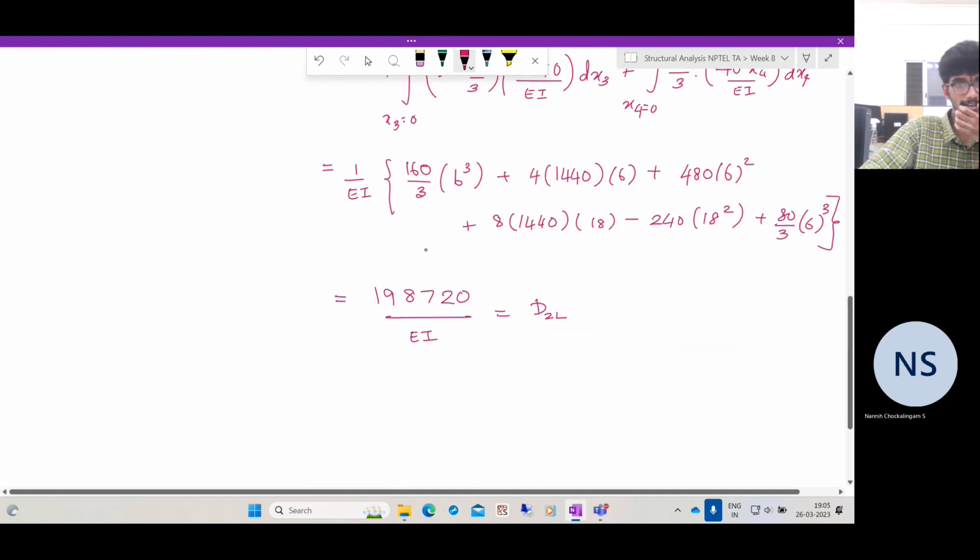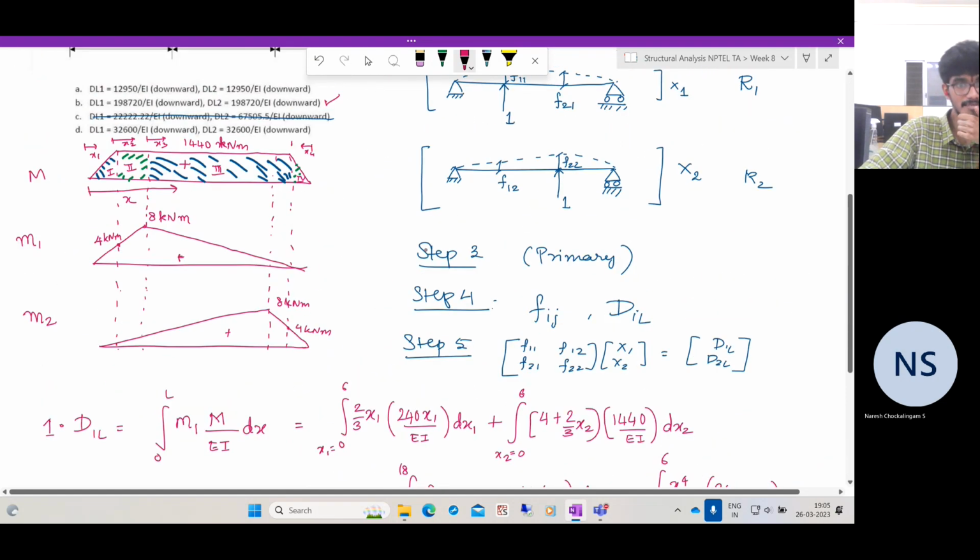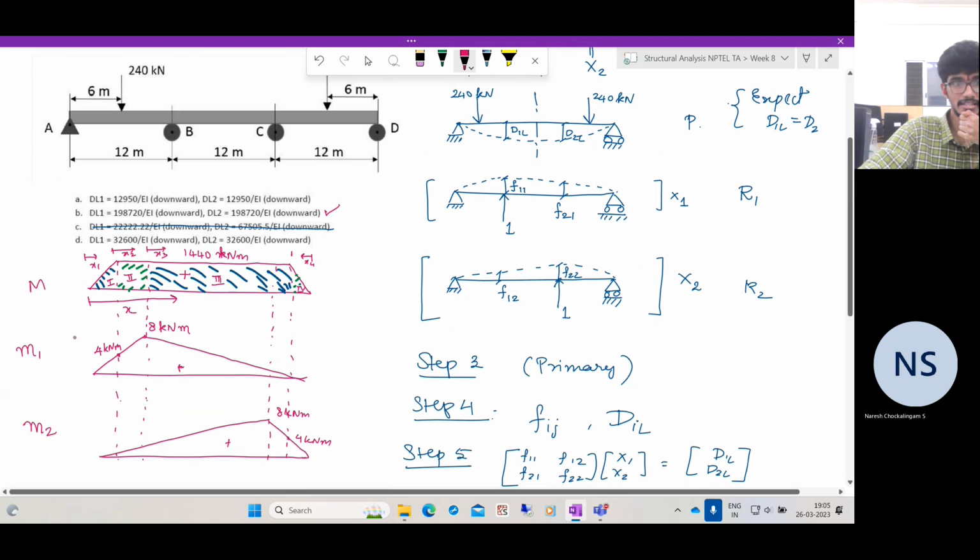Now let's move on to the next part. What is the next part? The next part is to determine the flexibility coefficients. For that, we need only these two bending moments. Let me carry that forward to the next page.